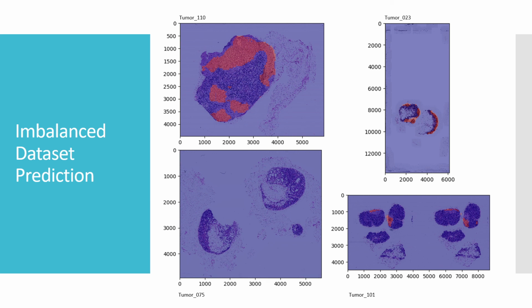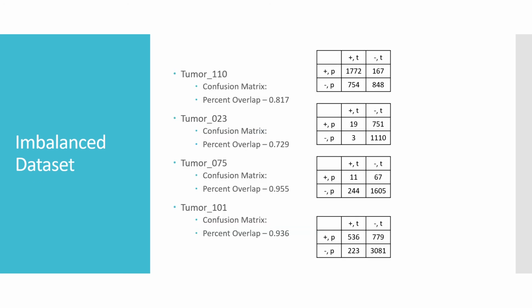It's a little better. It especially looks good for tumor 110. It really looks pretty good. It overpredicts less positive on tumor 023. It doesn't really predict anything on tumor 075, but there's very little tumor in that image. And then in tumor 101, it underpredicts the amount of tumor, but it does manage to identify the areas that are cancerous. And again, the percent overlap and a confusion matrix.